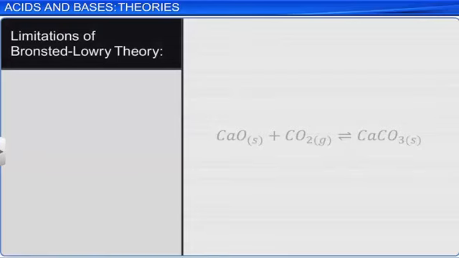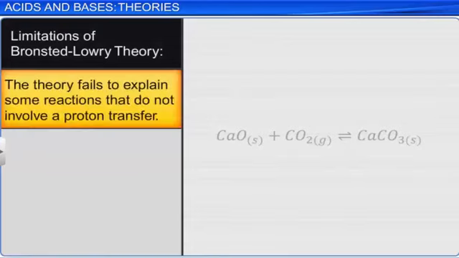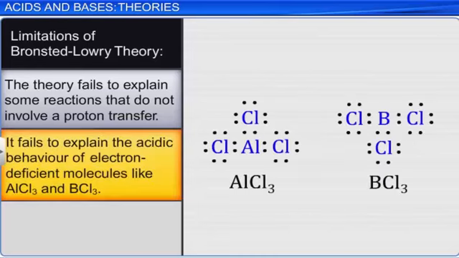The theory fails to explain some reactions that do not involve a proton transfer. For example, the neutralization reaction between the acidic oxide, carbon dioxide, and the basic oxide, calcium oxide, does not involve any transfer of proton. It fails to explain the acidic behavior of electron-deficient molecules like AlCl3 and BCl3.